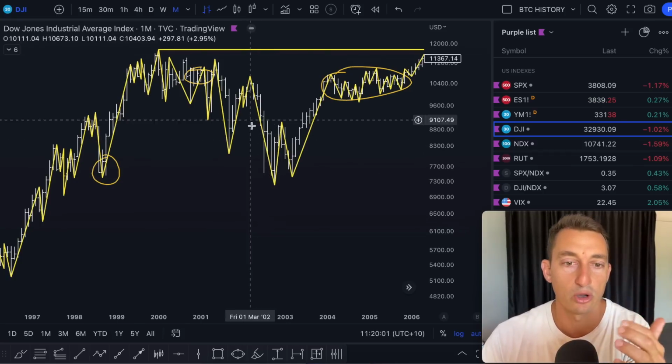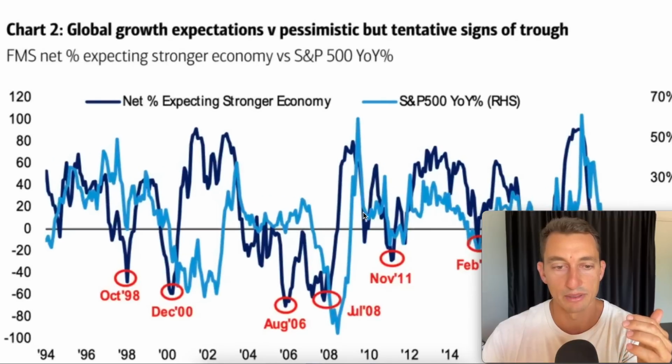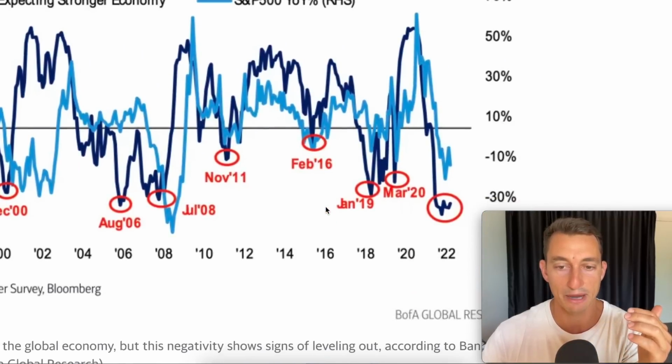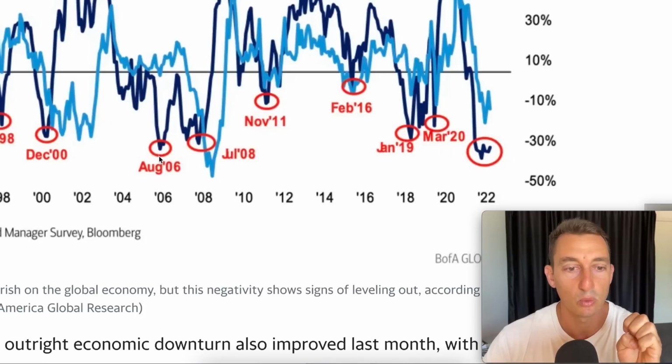But in terms of what we're seeing with the market sentiment, this is now the most extreme time that the fund managers have been bearish on the markets. This is the most bearish time. Just let that sink in for a minute.